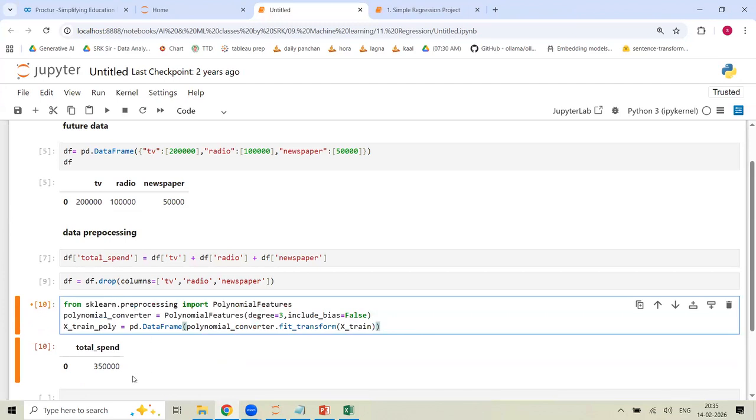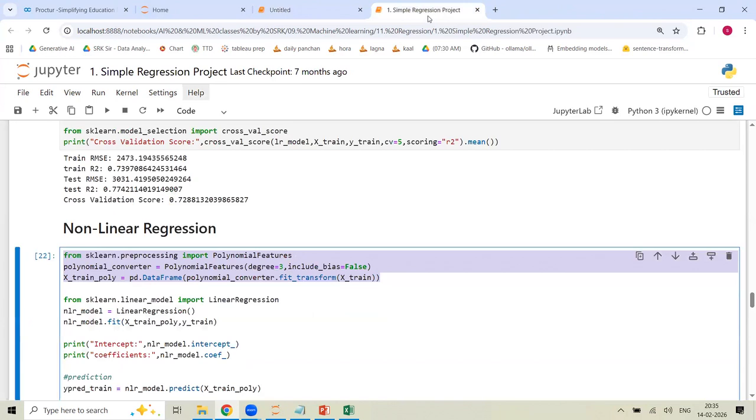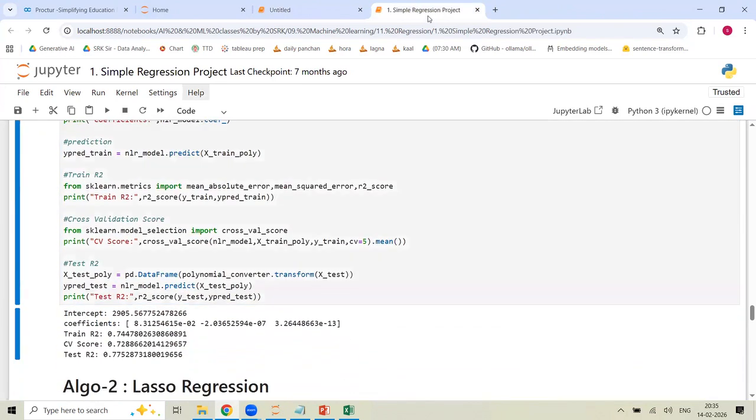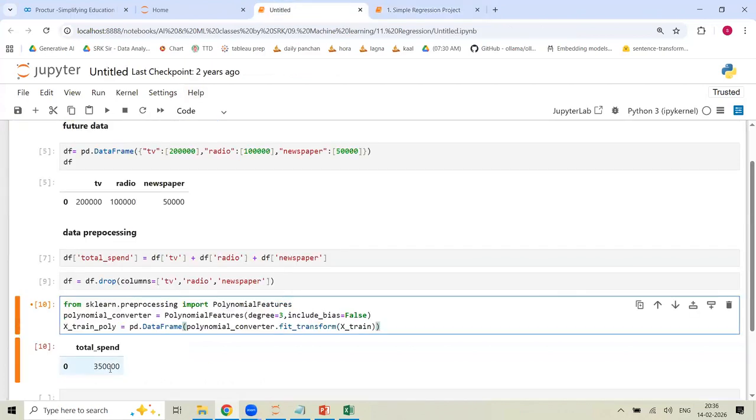Sir, if I don't do it like that, then what happens? Because your final model consists of 3 coefficients. But how many columns have you given as the input? 1. What happens? It will throw the error. If you directly call model.predict, it will throw the error.